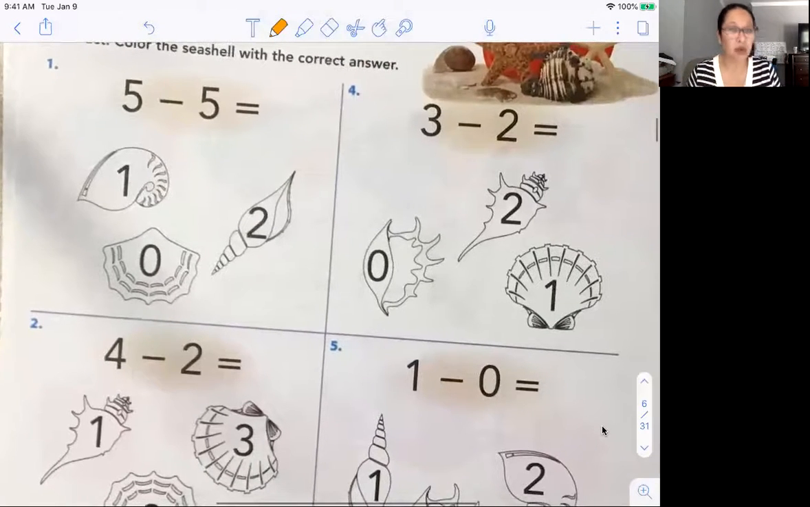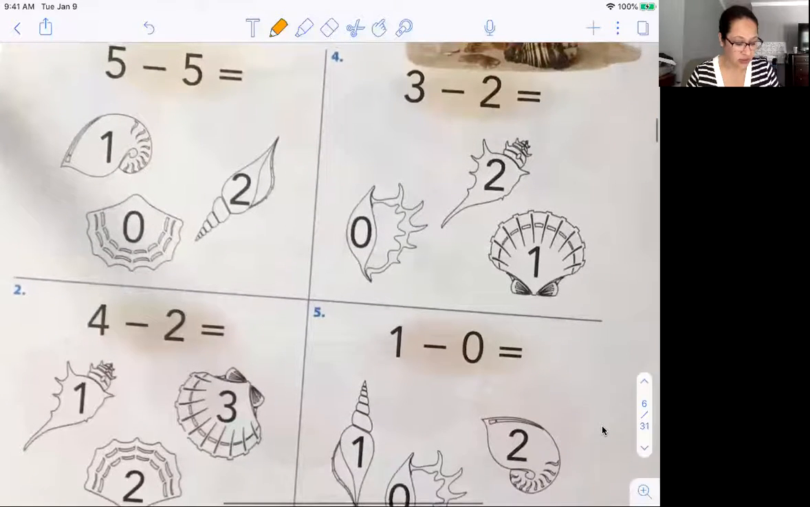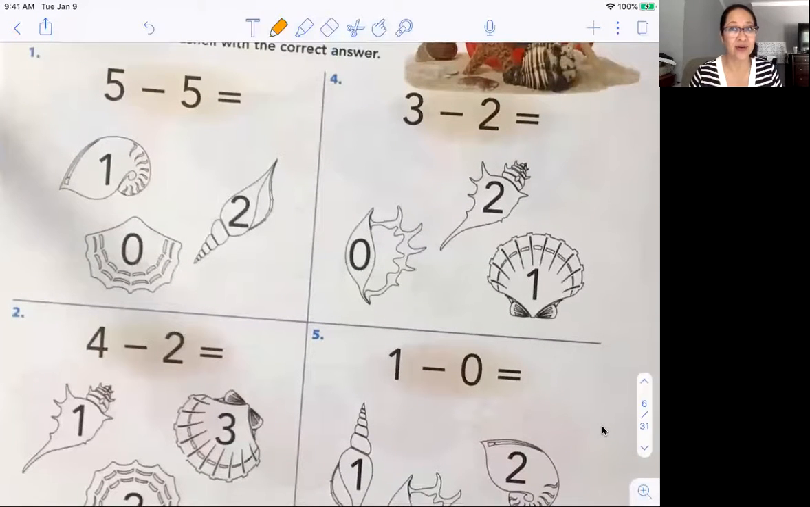So it says number 1, it says 5 minus 5. So you have 3 choices, boys and girls. Do you see the shells there that are at the bottom of the number sentence? So it says to color them. So you can get your crayons out. Go ahead and get your crayons out. Okay. And if you want to pause this video, you can and go grab them. But we're going to need them because we're going to color the shell that has the correct answer in it, okay? So this one says 5 minus 5.